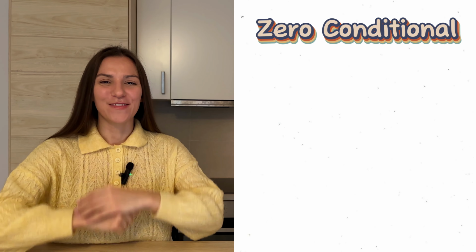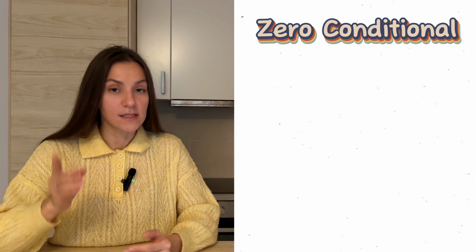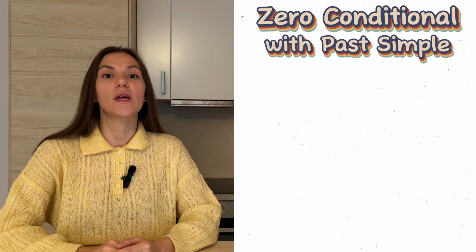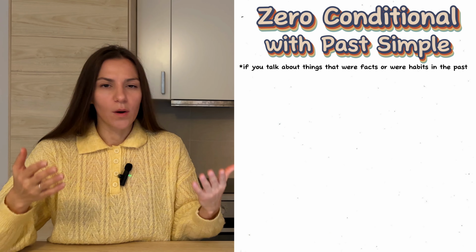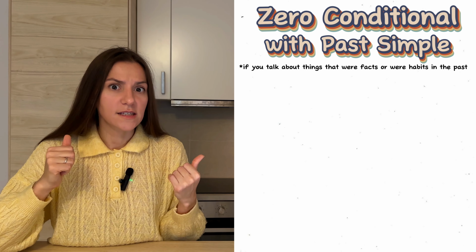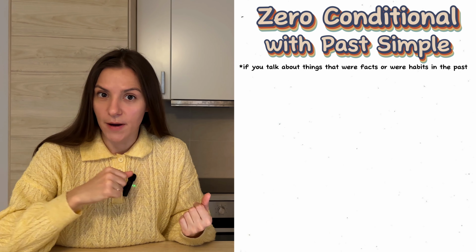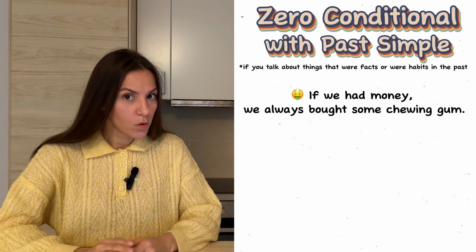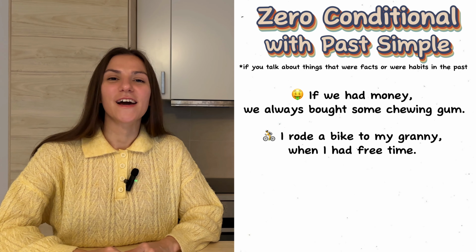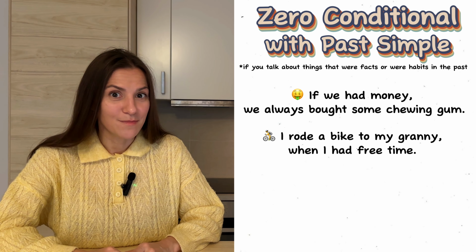So far, we talked about the zero conditional with present tenses, but it can also be used with past simple if we talk about things that were facts or habits in the past. If we had money, we always bought some chewing gum. I rode a bike to my granny when I had free time.